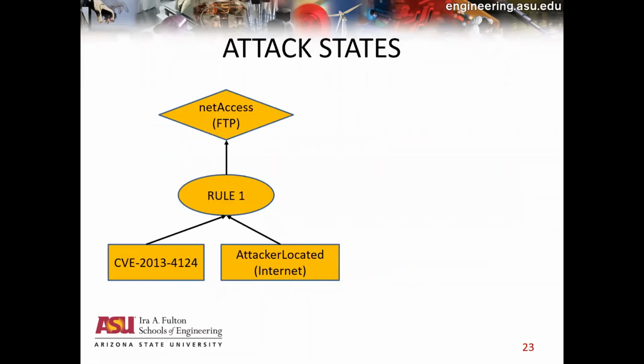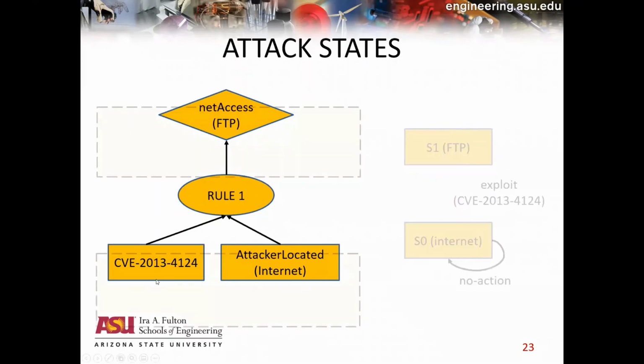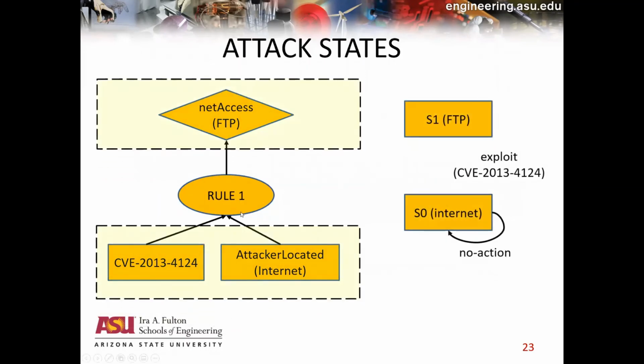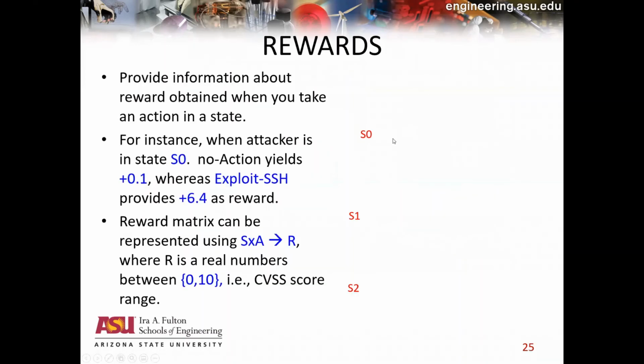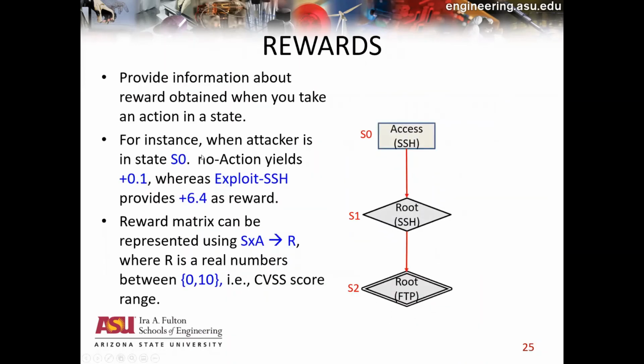So if we revisit the example that we had, basically, we can convert the nodes in the attack graph to state representation. Basically, in state S0, the attacker is still on the internet, and in state S1, he reaches the FTP, and this happens by exploiting a particular vulnerability mentioned here. So basically, we represent the states and actions from the information present in the attack graph. We use the access complexity to assign probability values. And then we use the reward values from the CVSS score of these different vulnerabilities.